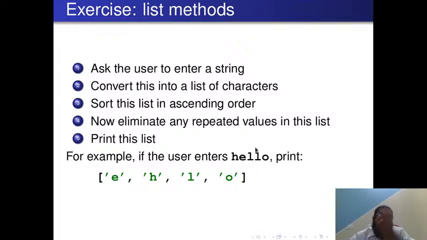Now, ask the user to enter a string. Convert this into a list of characters. Sort this list in ascending order. Now eliminate any repeated values in this list. For example, print the list. If the user enters hello, you have to print E, H, L, O. Okay.